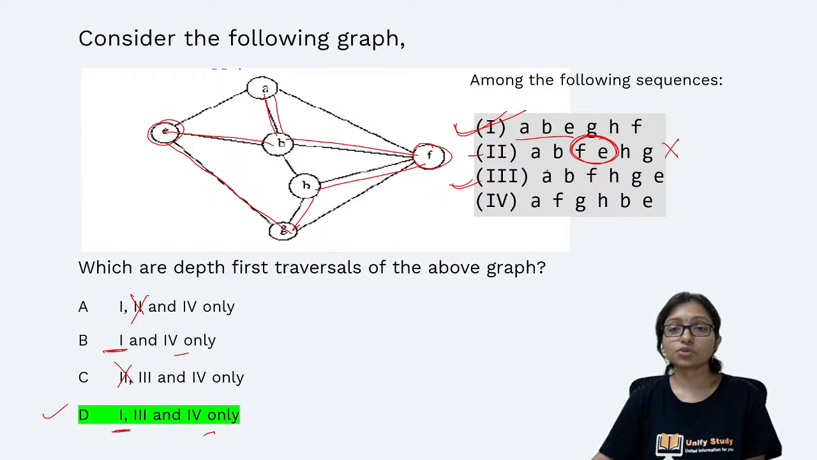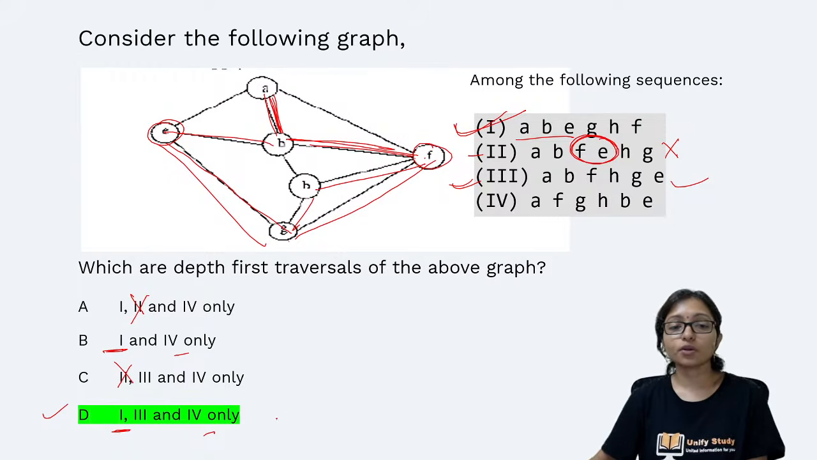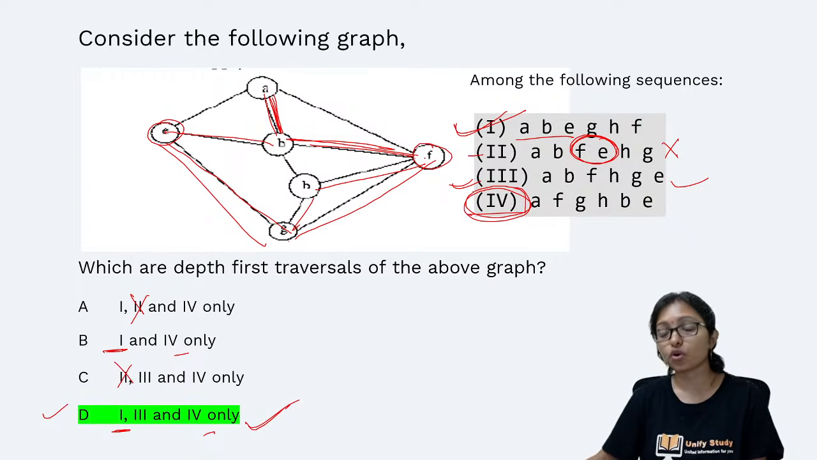Whenever I am checking option 3, I can see A, B, then B to F, then F to G, then G to E. So that is also a correct answer. This is also correct. That's why I will go for this one only. No need to check option 4. Don't waste your time checking option 4, because why would I waste my time?